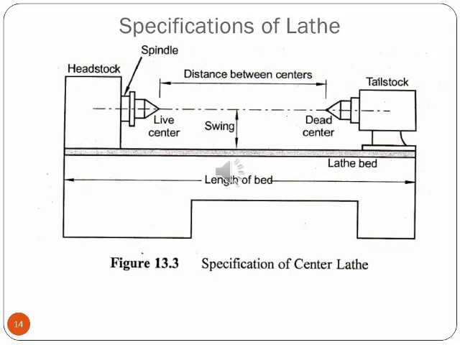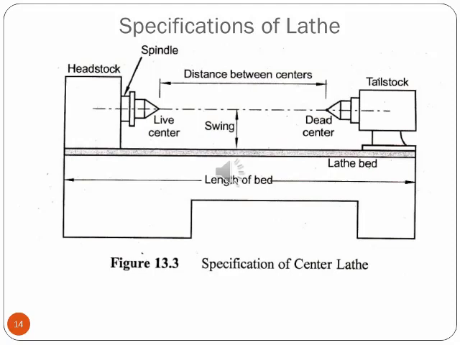The second one is the maximum diameter and width of the workpiece that can swing when the lathe has a gap bed, that is a gap between the centers and the bed. The third specification is the maximum length of the workpiece that can be mounted between the centers. It is the distance between the live center and the dead center. It specifies the length of the workpiece that can be mounted on the lathe.